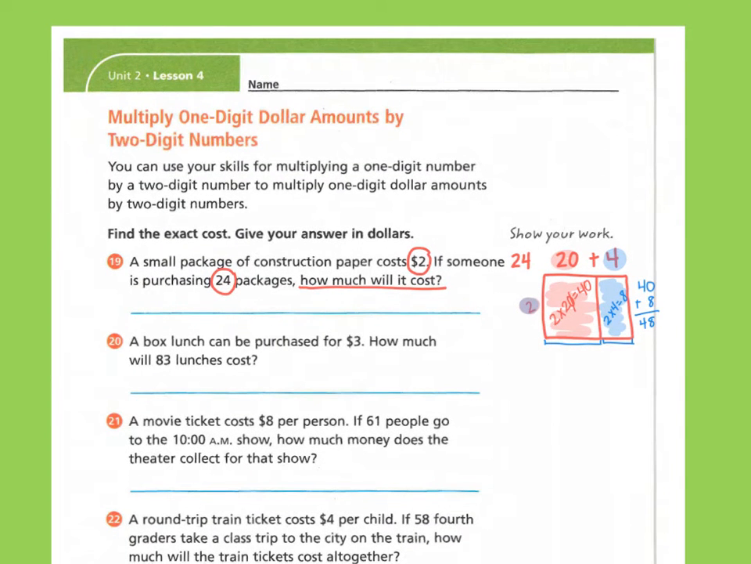Now, my answer is 48, but I also need a label. So I'm going to place 48 on my line, and then I'm going to say, well, it asks me how much it will cost. And when it's talking about cost, it's talking about money. So if I'm buying 24 packages for $2, what I'm saying here is that I'm going to be spending $48 on my packages. That's why in the directions it says give your answer in dollars. Normally we can use the trick of using the word after how much or how many. But when we're talking about money, we are going to be talking about dollars.